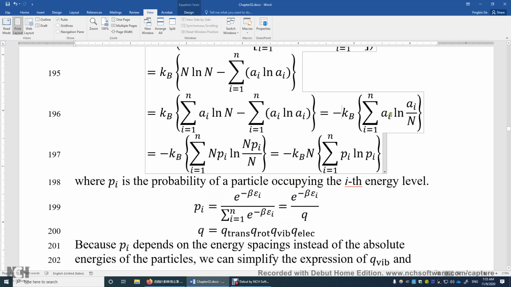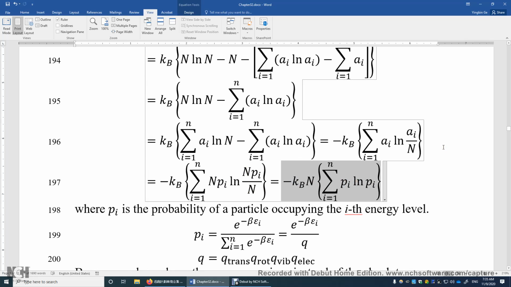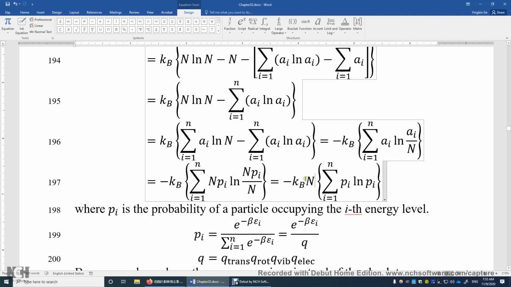And again, this A sub i can be written as the total number of particles, N, times the probability, P sub i. And now we have this equation. We can tell that this N and this N cancel. So this equation can be used to calculate the entropy of a very large system. And if you delete this k_B, if you divide this final expression by the Boltzmann constant, you will get the informational entropy in information theory.